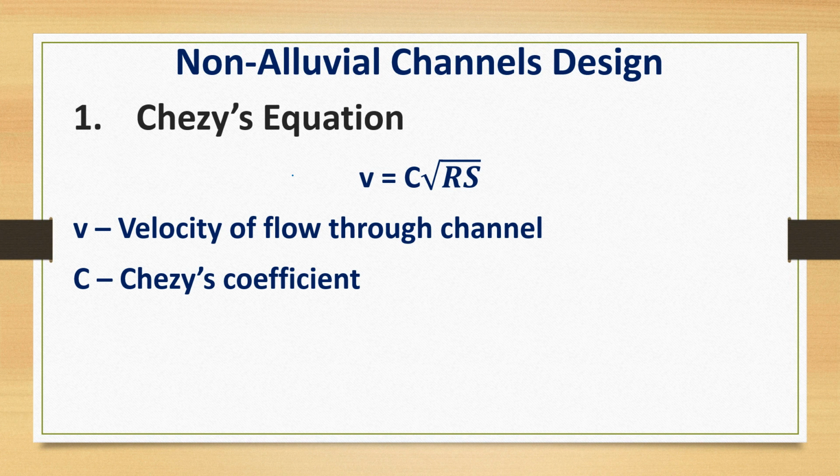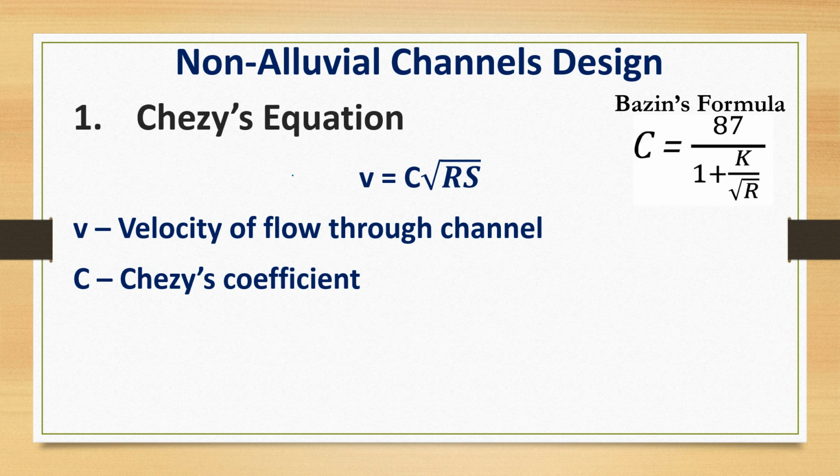This Chezy's coefficient can be directly given in the question, or you can use various formulae to calculate it. You can use Bazin's formula to calculate the Chezy coefficient. It is 87 over 1 plus the square root of k by R. Here the k is the rugosity coefficient, known as Bazin's rugosity coefficient. You can use this to determine the value of C, and R is the hydraulic radius.